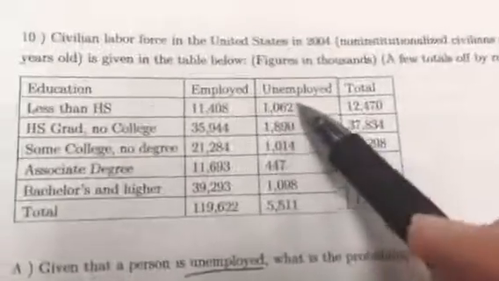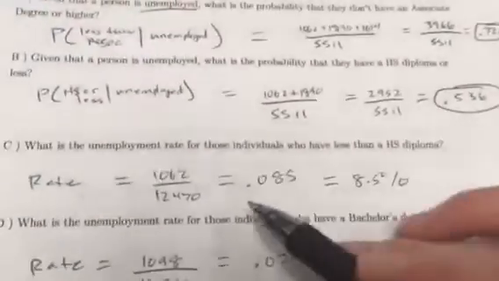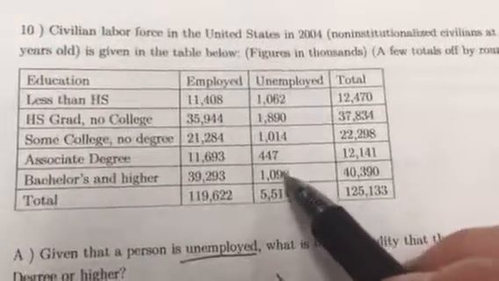All right. What is the unemployment rate for individuals who have less than a high school diploma? Less than a high school diploma, that's that many of them. You take unemployed divided by that. Unemployment rate is a percentage. What is the unemployment rate for those who have a bachelor's degree or higher? So you take this number, unemployed for bachelor's or higher, and divide it by that.